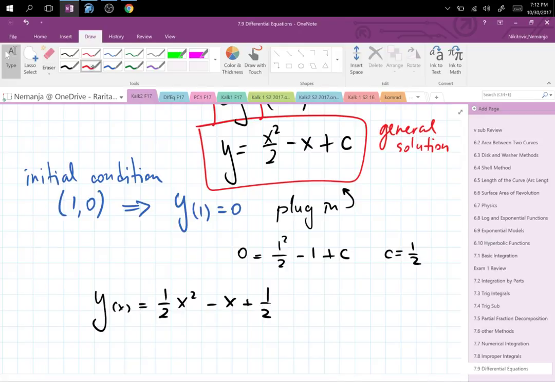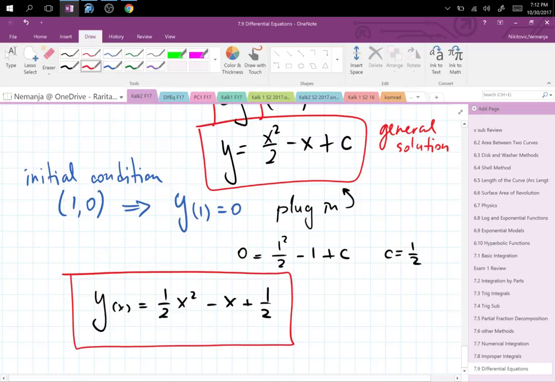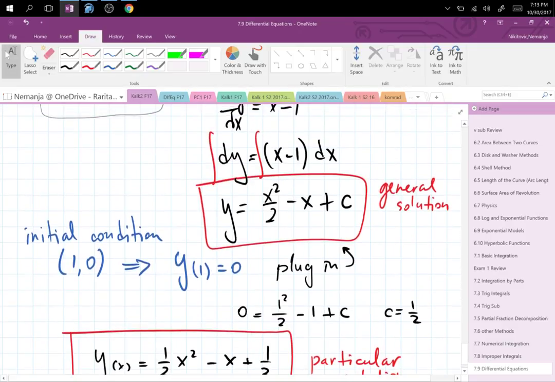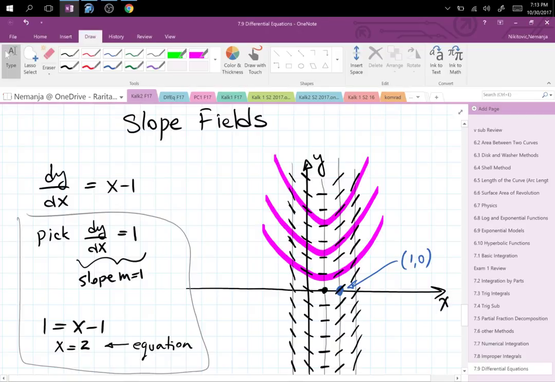And this one, because of the initial condition, is called the particular solution. It is the solution, the one that goes through the given point.